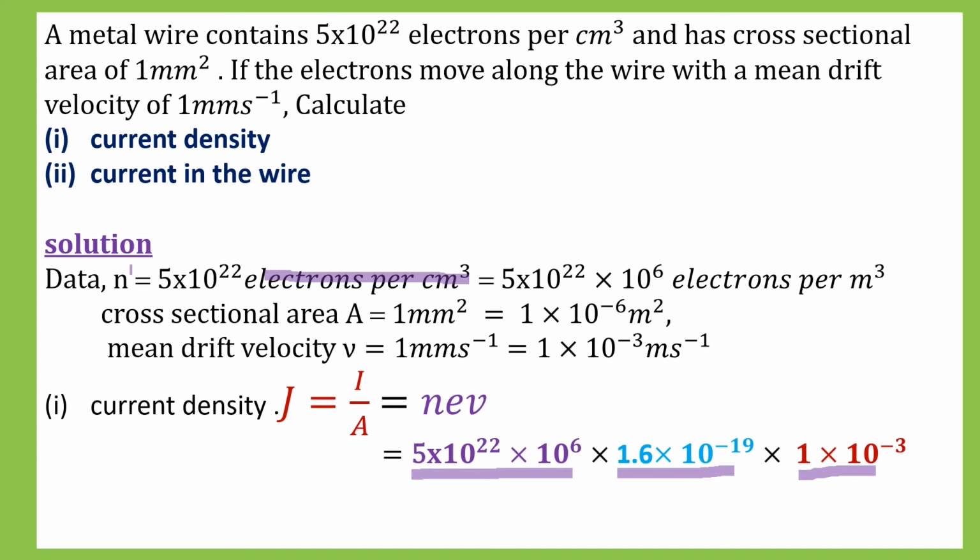So when you put that into the calculator, 5 × 10^22 times 10^6 times 1.6 × 10^-19 times 1 × 10^-3, we actually get 8 × 10^6, and the SI unit of current density is amperes per meter squared.